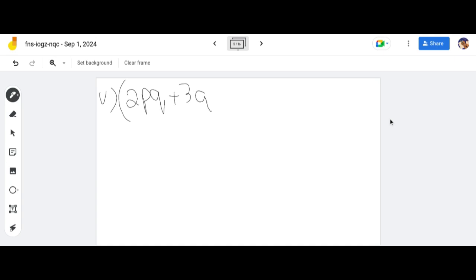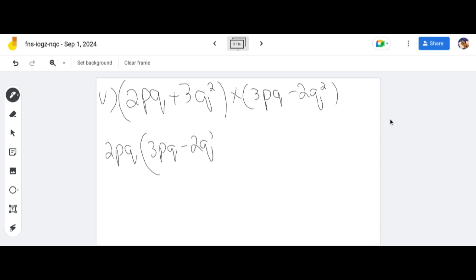Okay. 3Q square multiplied into 3PQ minus 2Q square. Now I have to solve this term. I have to open one term and multiply with the other term. 2PQ here and the whole 3PQ minus 2Q square here, plus this whole term 3Q square times 3P cube minus 2Q square. Help me here, Sukaina, to solve this.